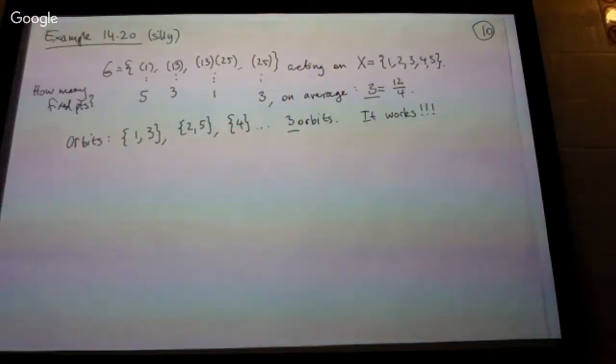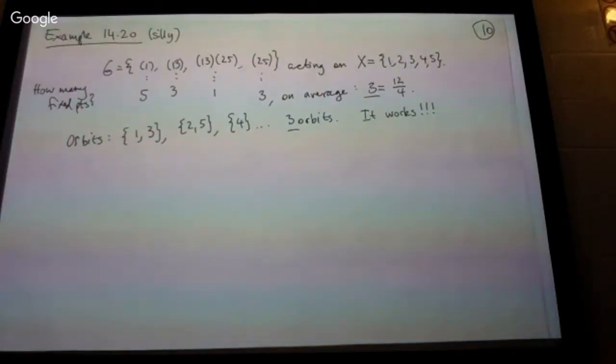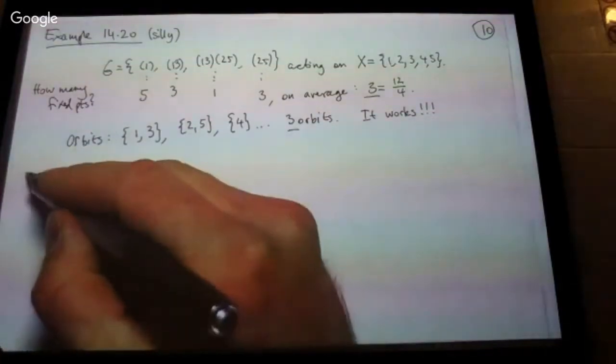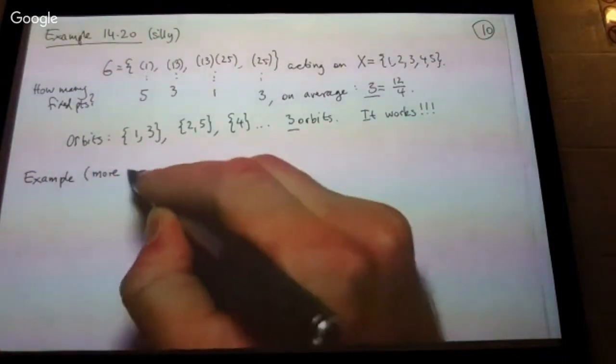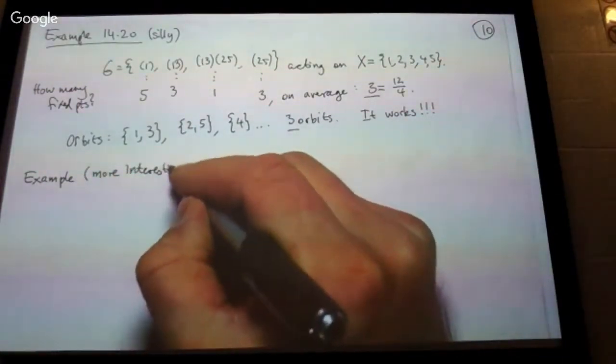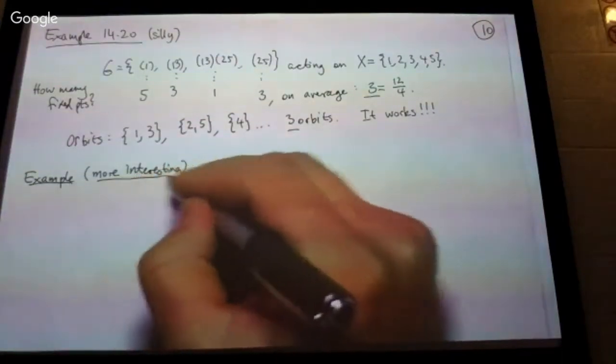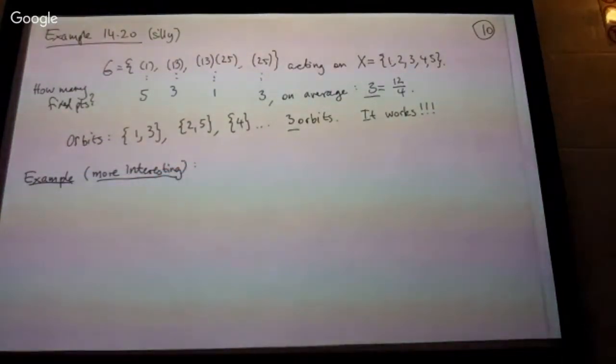Okay. What's the second? That's perfect. No, but we have a proof. This is an example to demonstrate how it works. I just feel like we knew it worked already. I'm putting not quite as silly.